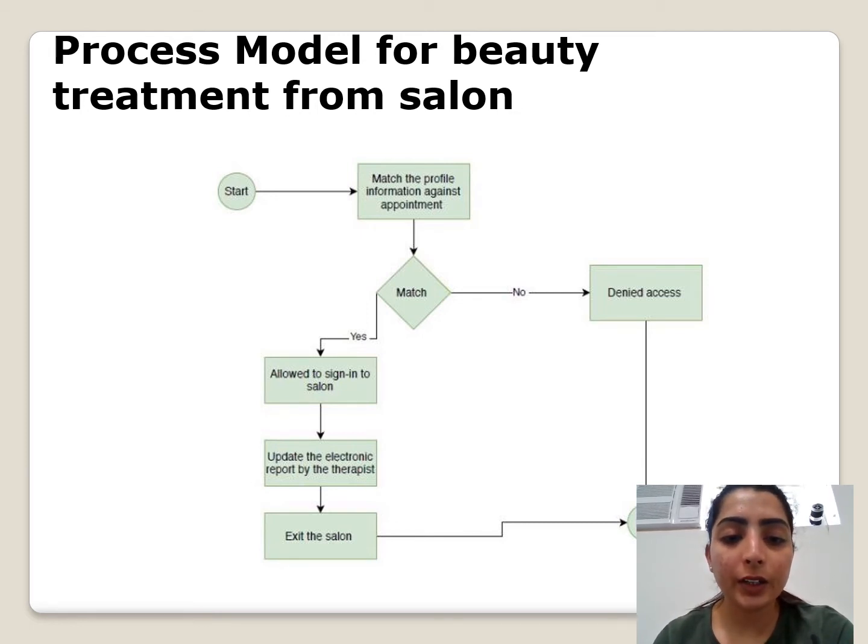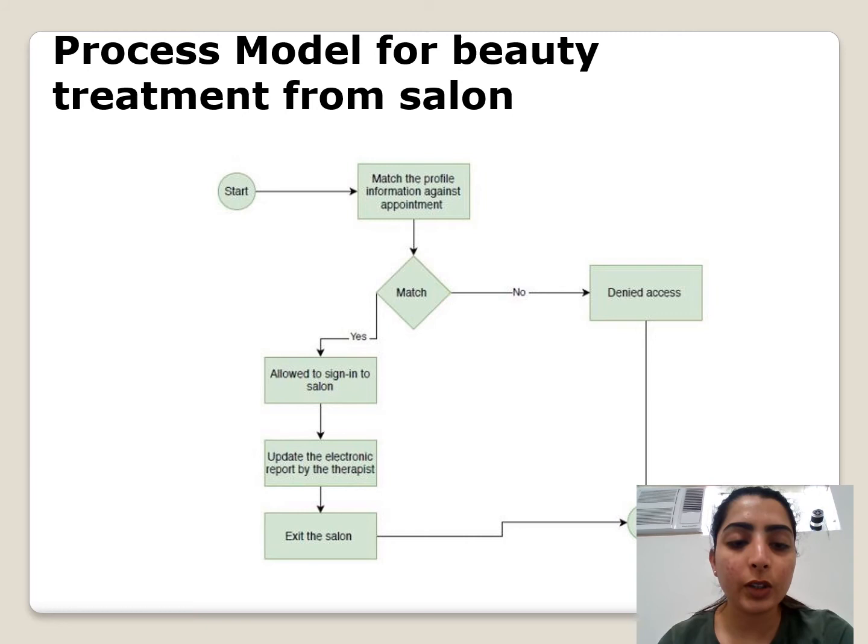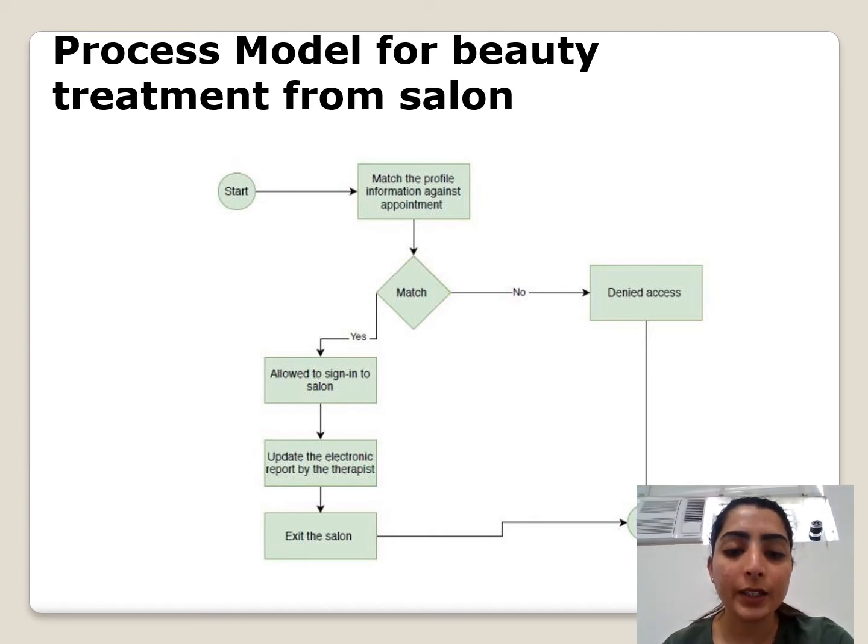It will identify whether the customer entering the system is an old customer or a new customer. If the customer is a new customer, then the customer registration procedure will be run, else the old customer process will be initiated. The old customer has to be matched with the profile information so that the profile can be matched to the appointment details. If the match is done, then the existing customer will be allowed to enter the system for the treatment at the allotted time.